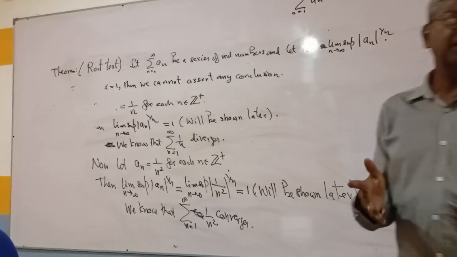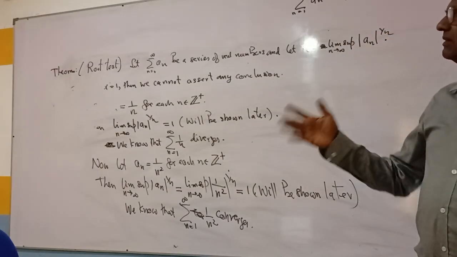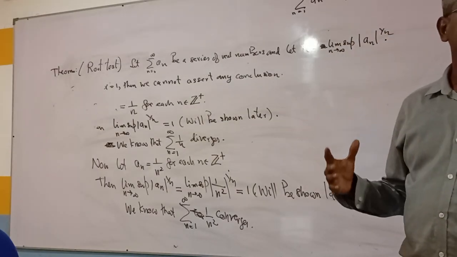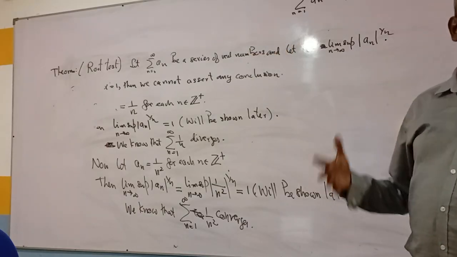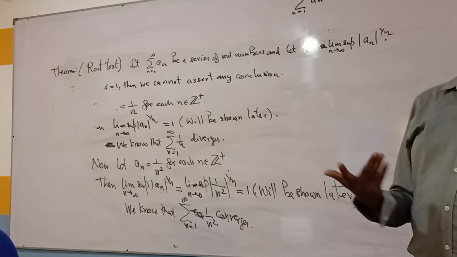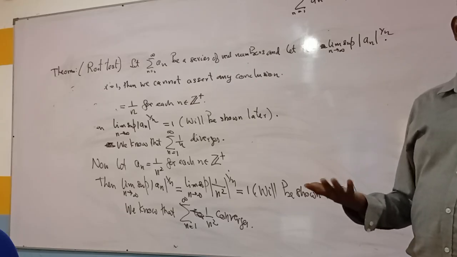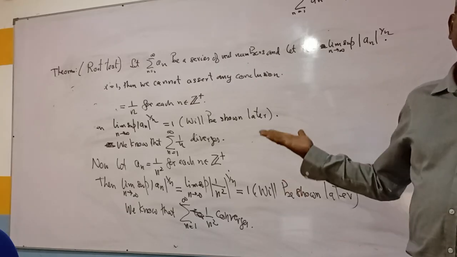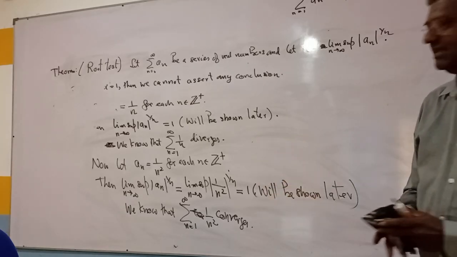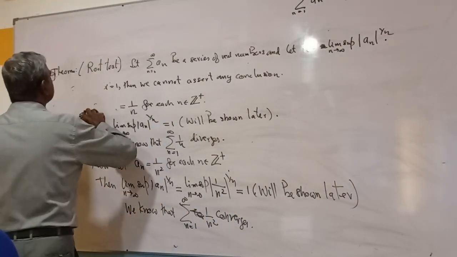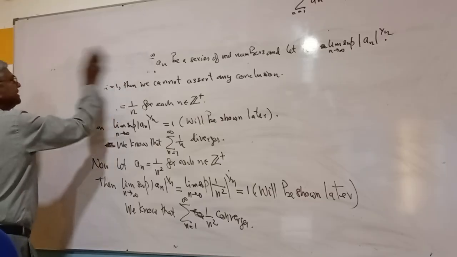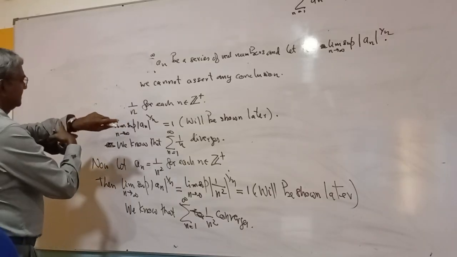So when you are solving a problem, if the other tests don't work, and you want to apply the root test, and if by any chance the lim sup of the nth root of a_n happens to be 1, you don't have anything. That's the bad thing.